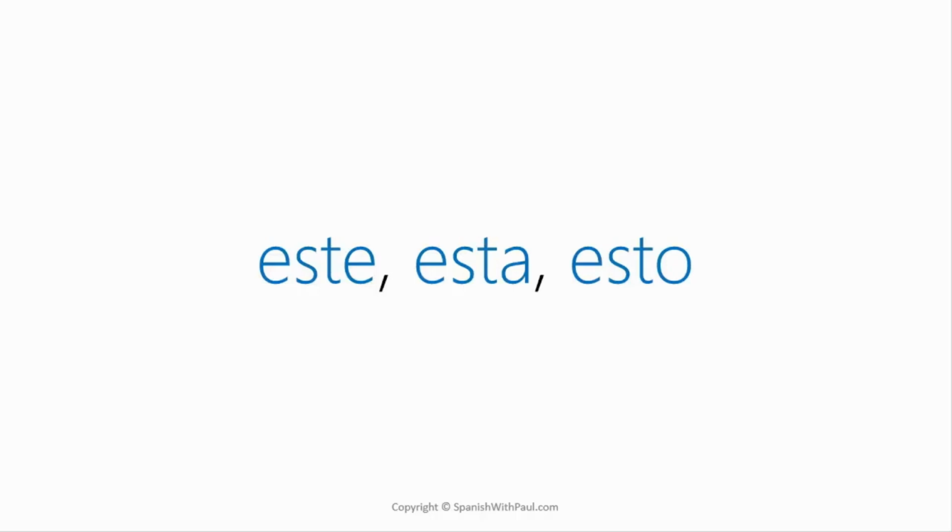As an example, let's take the word book, which we already know is libro. So it's ending in an o, making it a masculine word, libro. If we wanted to say this book, it would be este libro. We choose este because that goes with masculine words. So libro, book, is a masculine word. So we have este libro for this book.